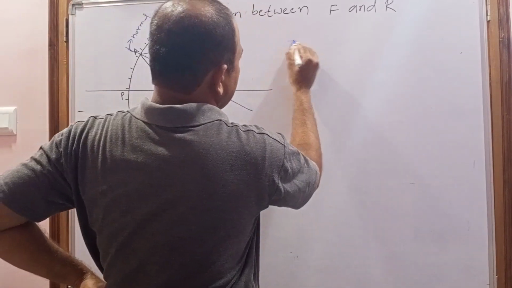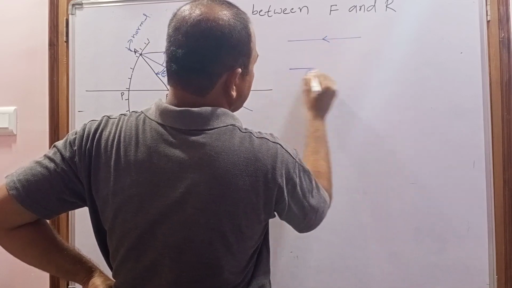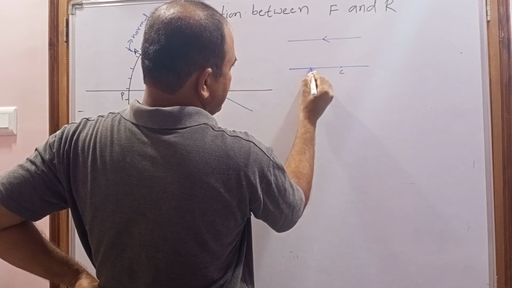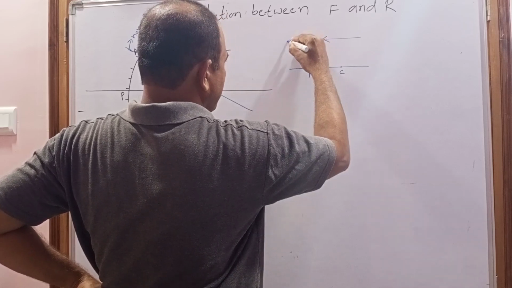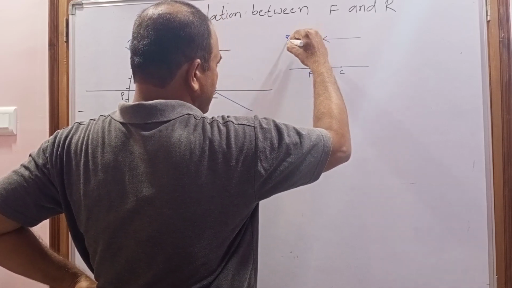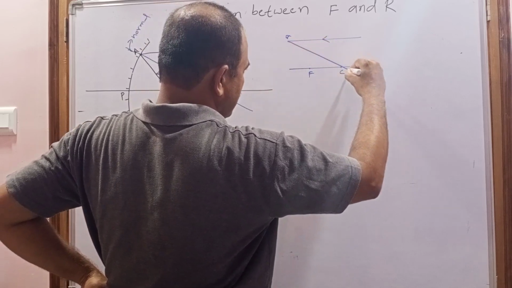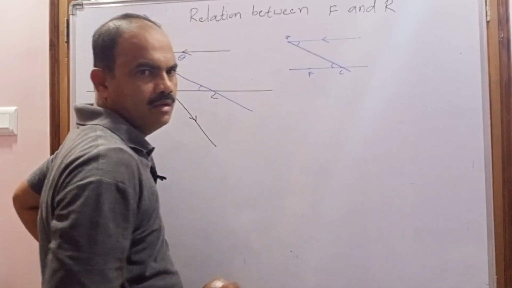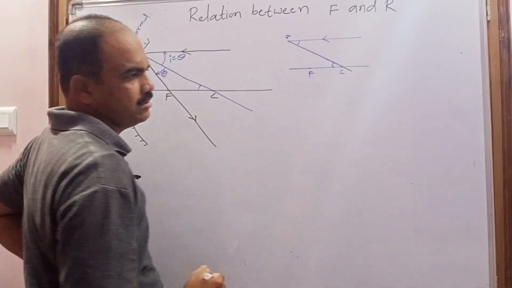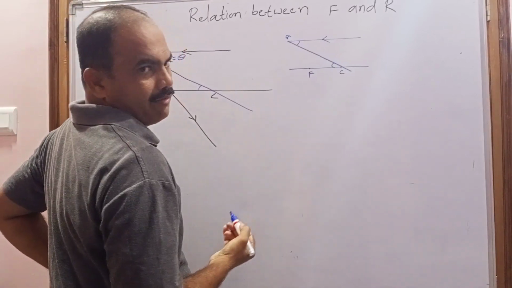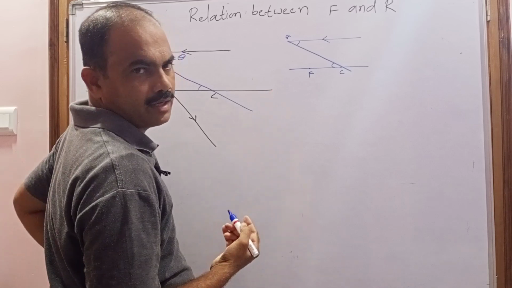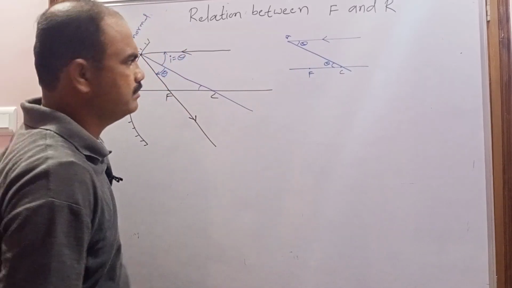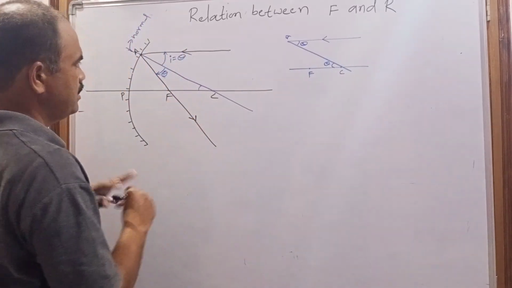Now this is the incident ray and this is the principal axis. Consider on the principal axis this is C and this is F. This is the point of incidence A, and this is the normal. These two angles are called interior alternate angles, and in every case interior alternate angles are the same. This is theta, this is also theta, and this angle is also theta.